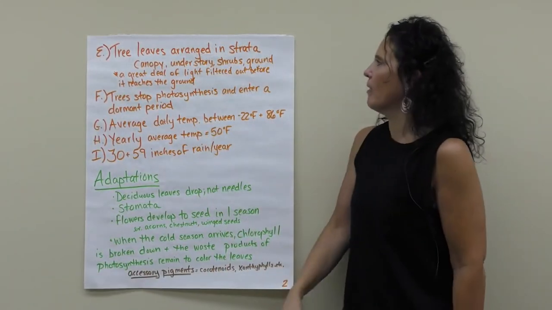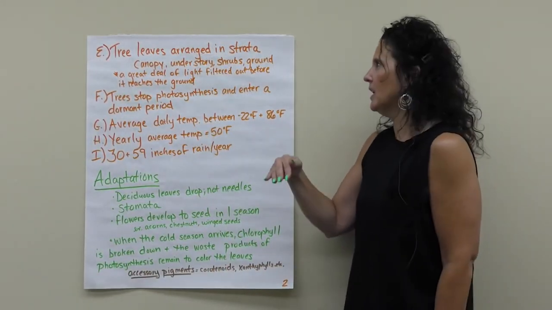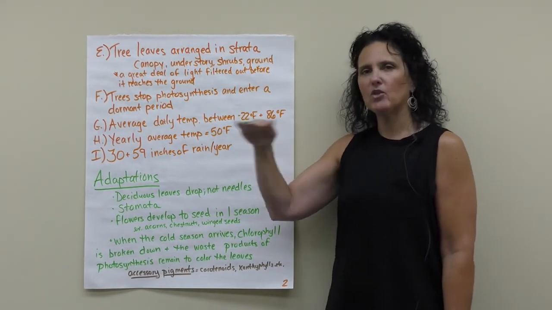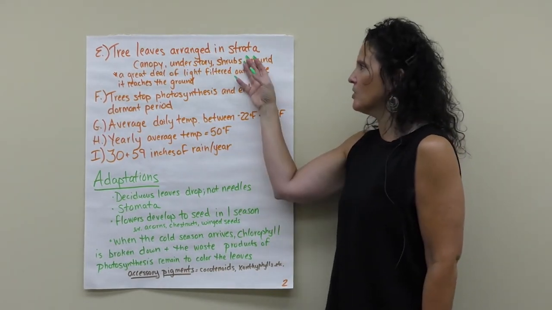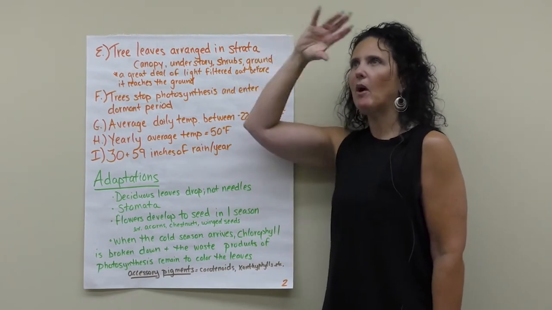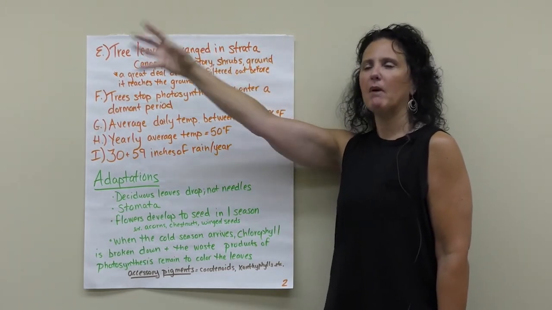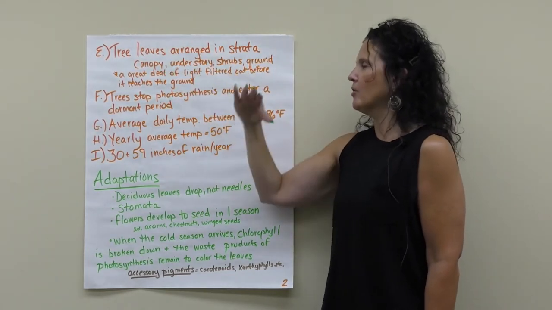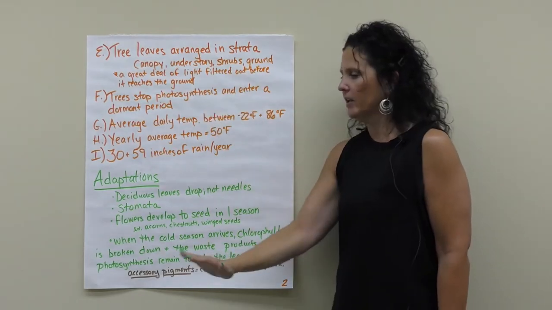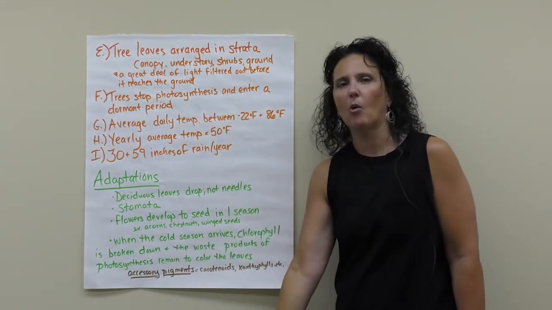The tree leaves are arranged in strata, meaning, like when we talked about rock, we talked about the strata of rock in different layers. That's what strata means. So at the top, you have the canopy, right? Like kind of a canopy bed that goes over top. And then the understory, the next trees down, and then little shrubs, and then things that go on the ground.